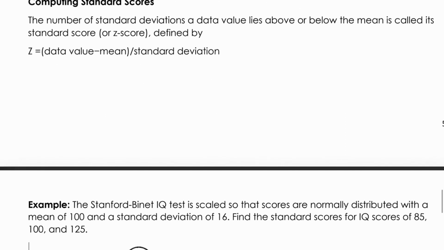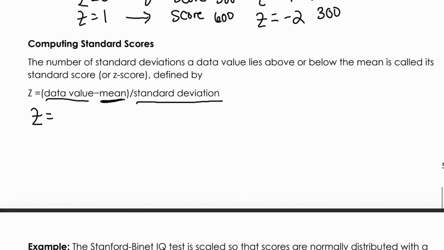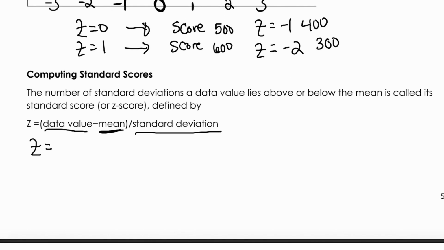Now, to compute your standard score, to figure out what your Z is, you would take whatever your data value is, subtract your mean, and then divide by the standard deviation. So using this example up here so that it can make sense, let's say I had a score of 350 and I wanted to figure out how many standard deviations away from the mean that would be, and that means I want to figure out what my value of Z is.